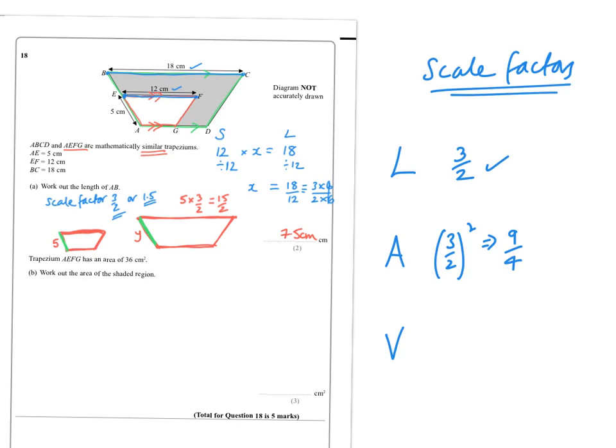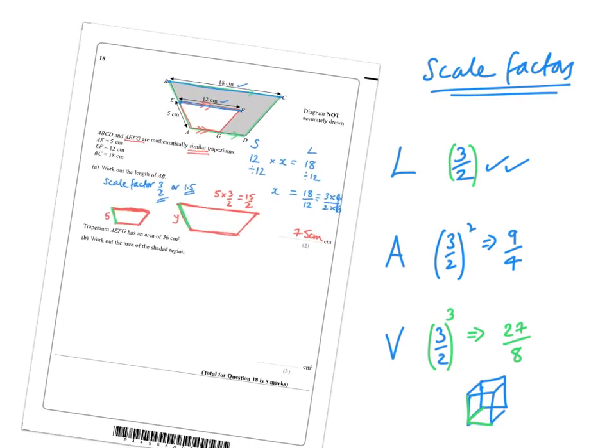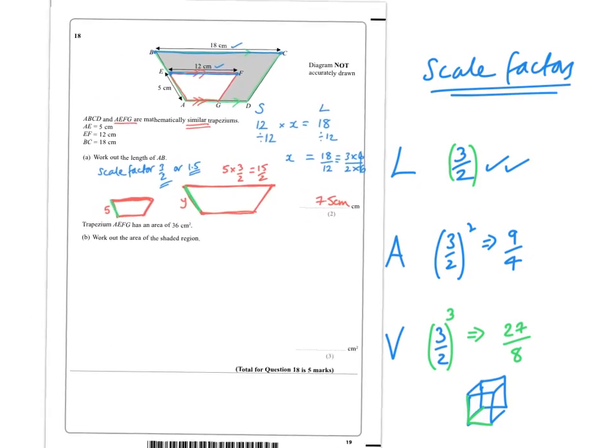If you had to look at volume, in this case we're not asked about volume, but if you are asked to use volume and you know the length, then if you think of a cube, like so, cubes are made up of length times width times height, so they're made up of 3 dimensions, so you're having to not only times the length by itself once, but by itself again. So you'd have 3 over 2 times 3 over 2 times 3 over 2, which is 3 over 2 cubed, which gives you 27/8. So let's go back to this question and see whether we can use that to help us.